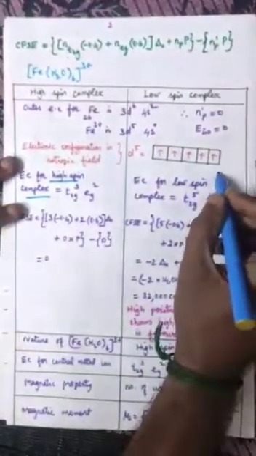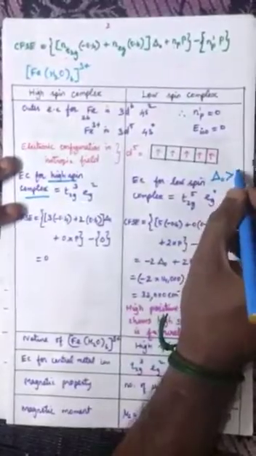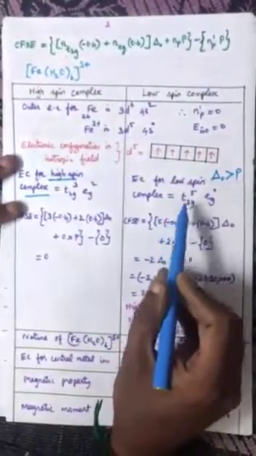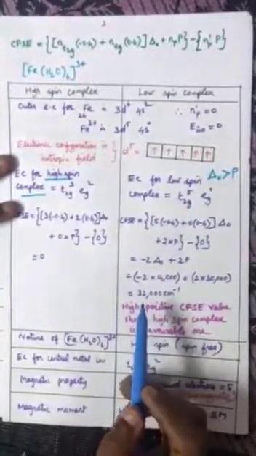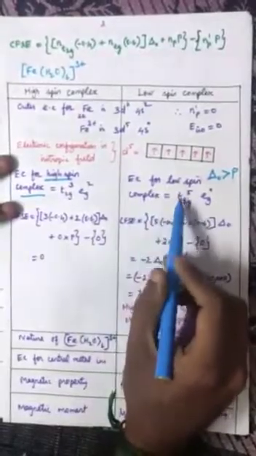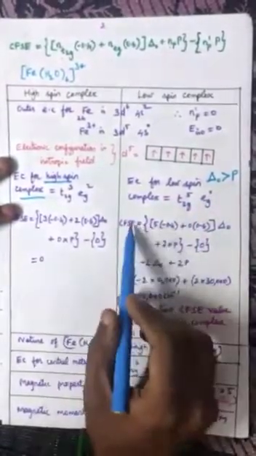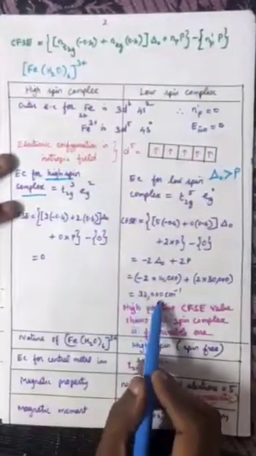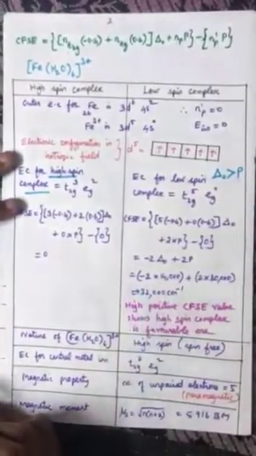Previous topic la பார்த்த மாதிரி delta O will be greater than pairing energy. Pairing energy இங்க கம்மியா இருக்கும். So electrons ஈஸியா வந்து T2G ல pair ஆயிரும். So no extra electron will go to the EG orbitals. சரியா? அப்ப the electronic configuration will be T2G power 5 and EG power 0. So upon substituting these values in the formula, I am getting the value as 32,000 per centimeter. Here 0, here plus 32,000 per centimeter கிடைக்குது.